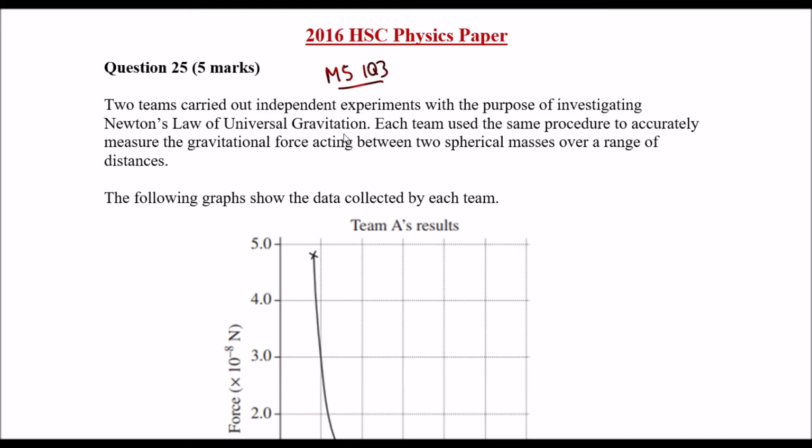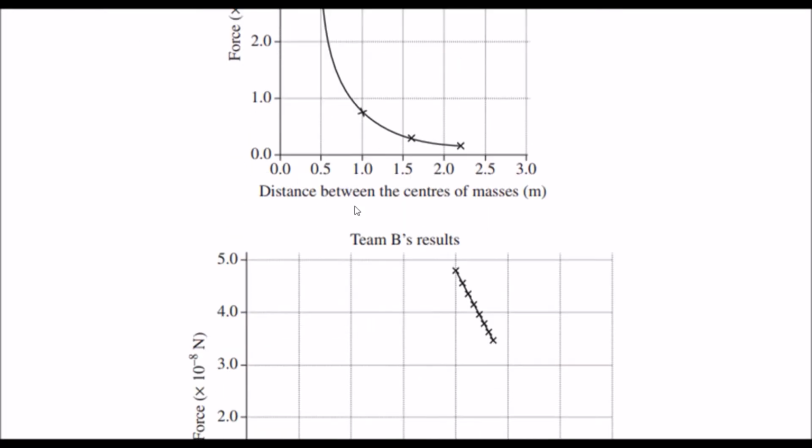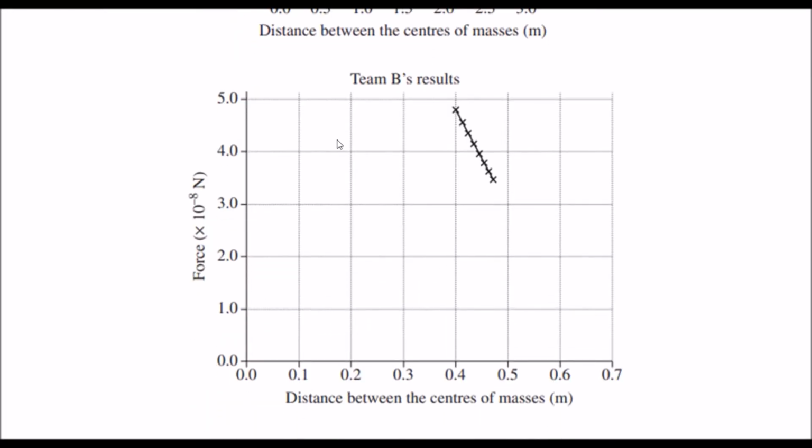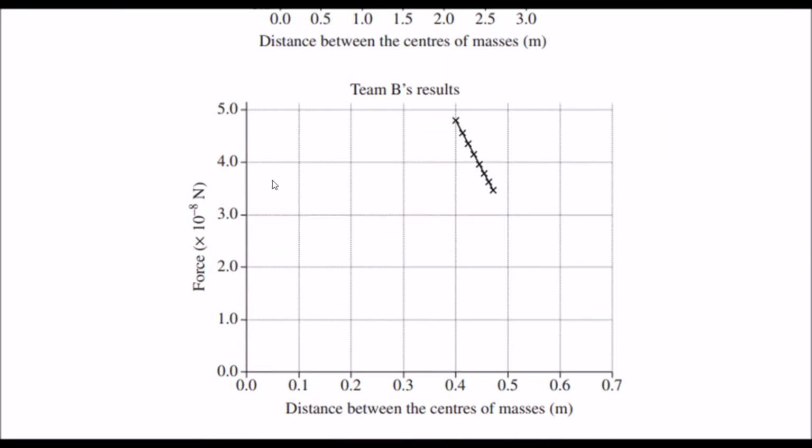of universal gravitation. Each team used the same procedure to accurately measure the gravitational force acting between two spherical masses over a range of distances. The following graphs show the data collected by each team. We have Team A here, and we have Team B down here. What you can notice is they're measuring in terms of the forces.